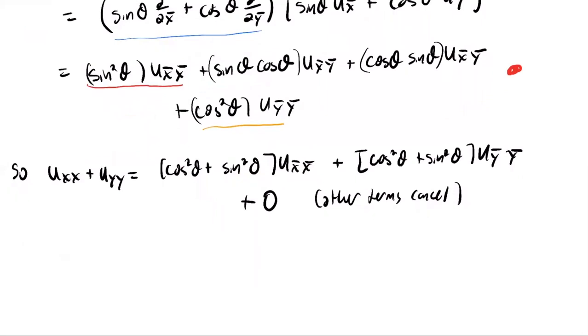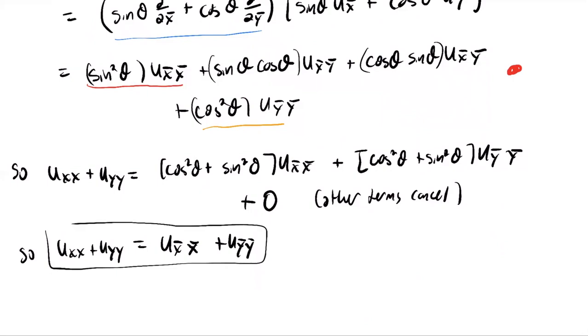But again, as I just said, remember cosine squared plus sine squared of a fixed angle theta is always equal to 1. So this says that u_xx plus u_yy is equal to u_x̄x̄ plus u_ȳȳ, right? And so this proves, as claimed, that the Laplacian is invariant under this rotation operation, right? So if I change my coordinates xy to x bar y bar using a rotation, the action of the Laplacian doesn't change on the function. You get the same output when you apply the Laplacian in either coordinates.